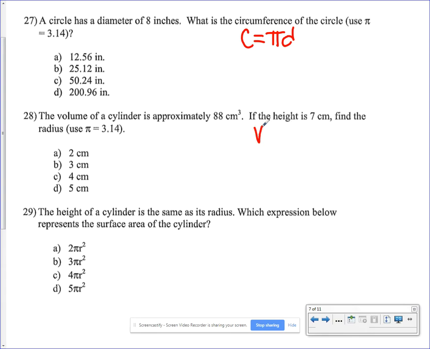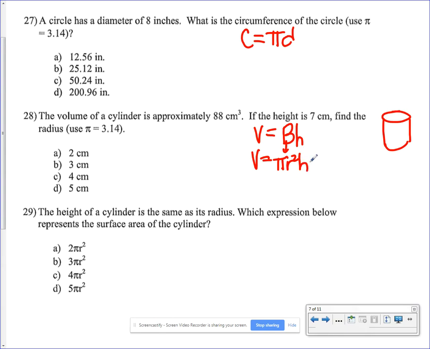Volume, the formula looks like this: capital B times H. Capital B means the area of the base. And if it's a cylinder, that means the base is a circle. So just this part is the area of a circle, pi r squared, times H.